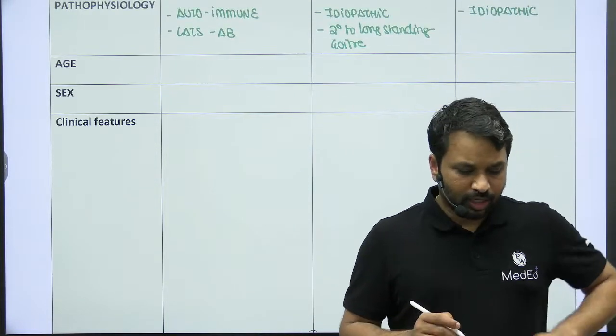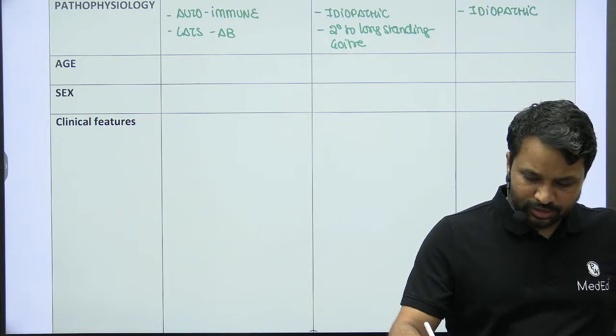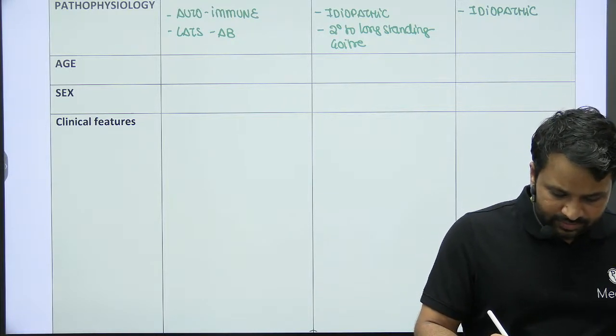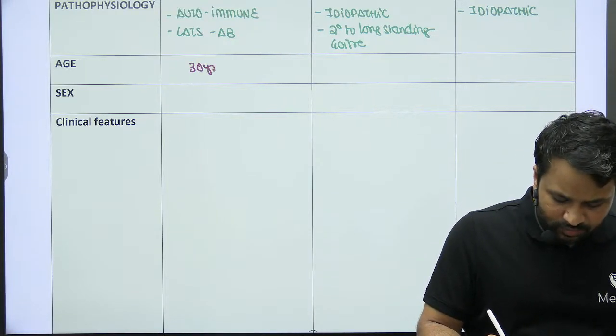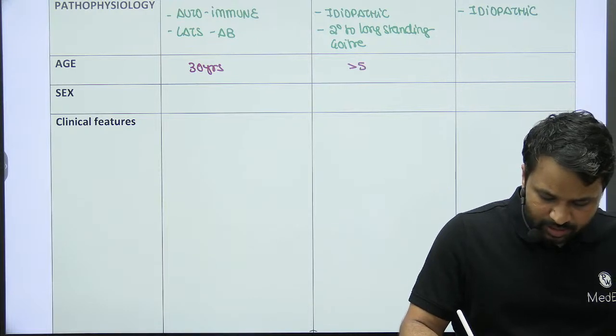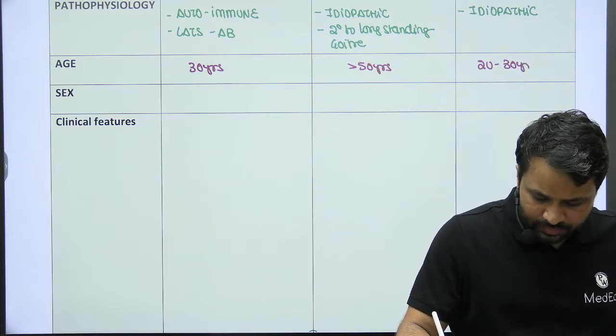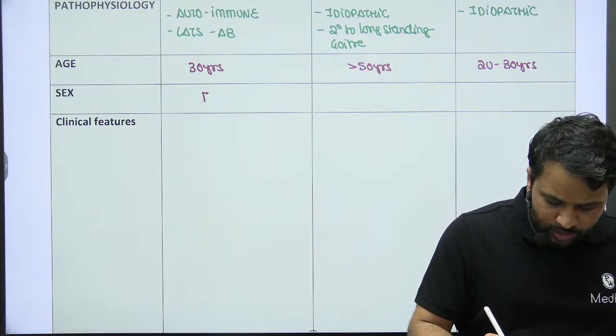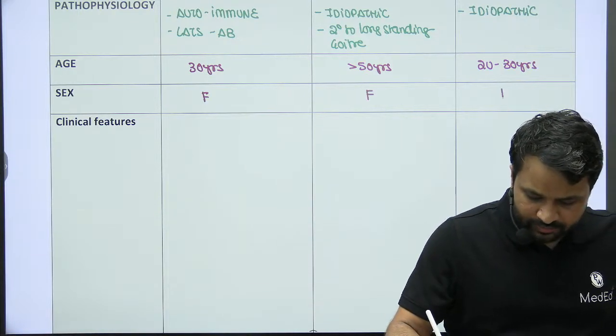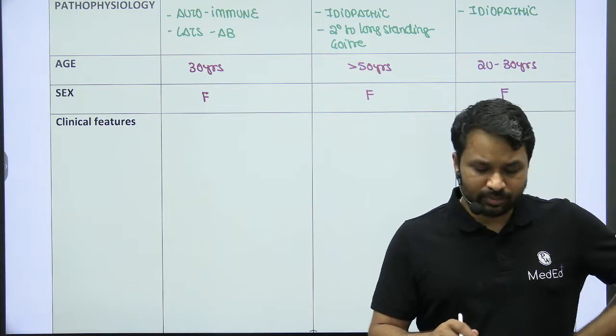Now, when we talk about the age of presentation, Graves' disease we have seen in around the 3rd decade of life. Plummer's is seen in age above 50 years. Toxic adenoma is between 20 to 30 years. Needless to tell you that all these disorders are more common in females.